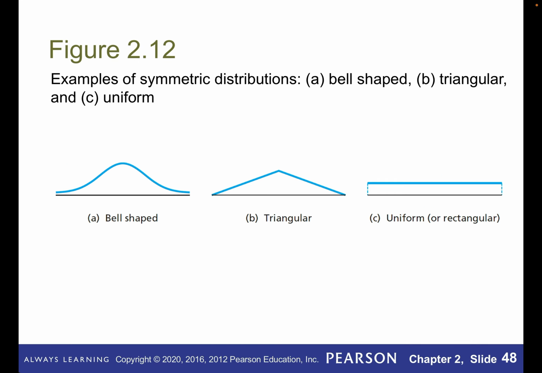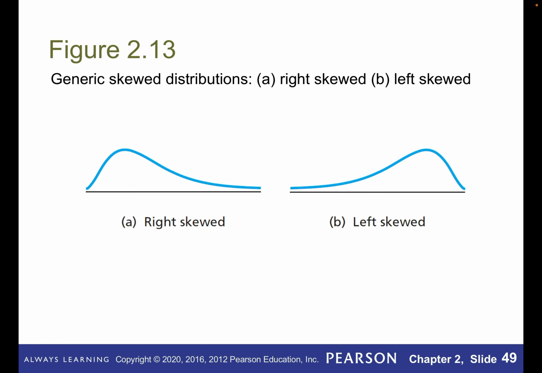In Figure 2.12, we see symmetric distributions, and part A is a bell-shaped distribution, which is very similar to the heights of the female college students, the example we looked at earlier. And then they also give us a triangular distribution and a uniform distribution. In contrast, Figure 2.13 shows us skewed distributions. And we have right skewed and left skewed.